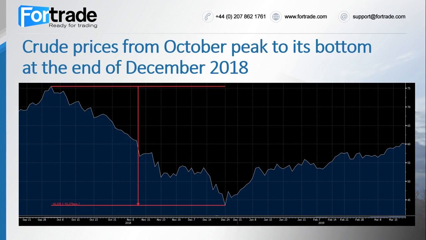So let's take a look at the last volatile 6 months. On this chart, we can see how crude hit a 3-year high in October 2018 of $75.84, before crashing to its lowest level of $42.71 since June 2017, and that was on December the 24th. This was a staggering fall of 43%.